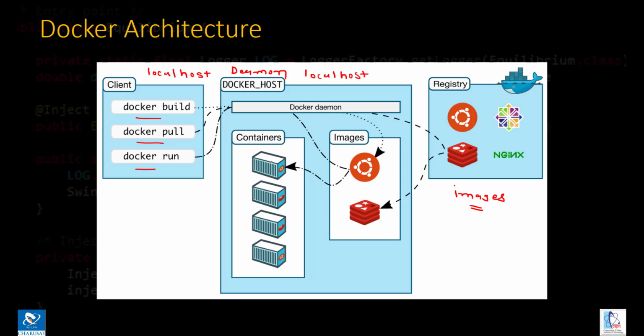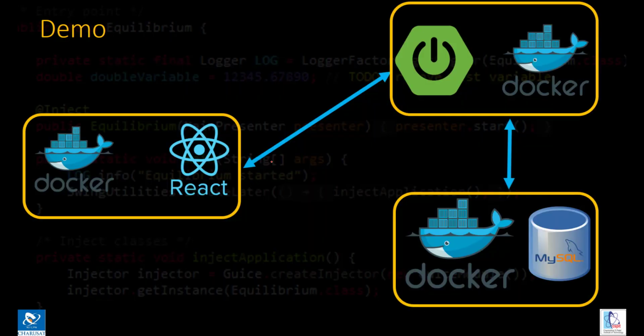Now we are going to see the demo. In the demo, we are going to play with the Docker image of MySQL, because if you remember our earlier project, we required MySQL as a database. We are also going to create the Docker image of Spring Boot, and the Docker image of React.js. Ultimately, we are going to have three different images.